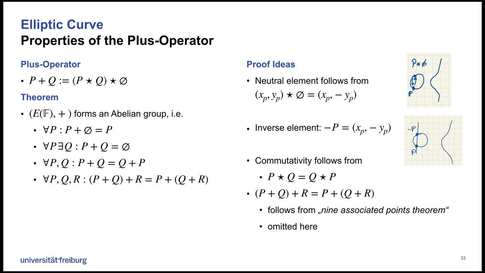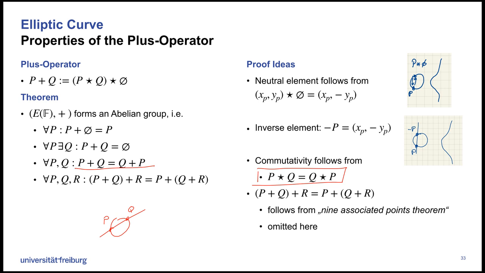For the commutativity, we can use the fact that we already know that the star operator is commutative, because what we do is we define the line by P and Q. So it doesn't matter which line we define, from P to Q or Q to P. So that's already given. And if we have that, then this also follows, because you have the same value, star operator infinity, and you get just the flipped one. Okay. Now that was easy.